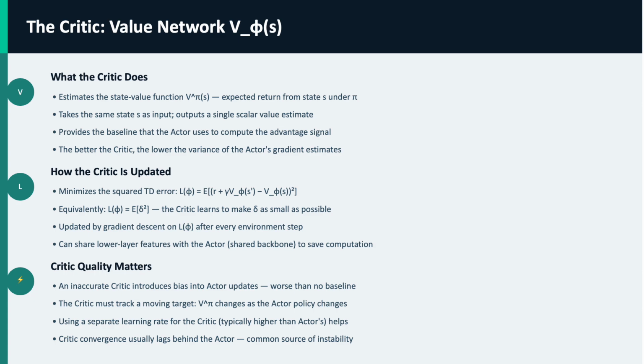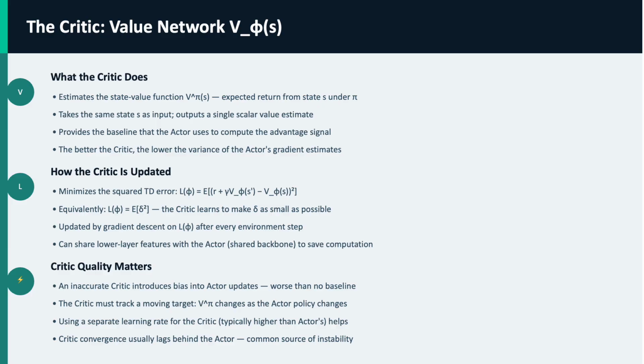The critic is trained by minimizing the squared TD error. Phi gets updated by gradient descent on the expectation of delta squared. This is just regression. The critic is learning to predict the bootstrapped return: r plus gamma V phi of s prime.